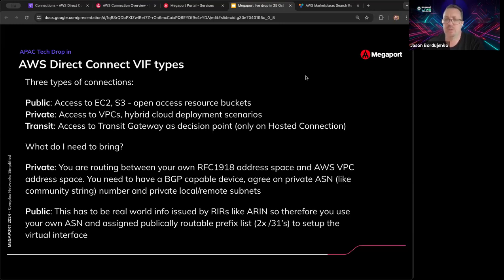I'll move on to public, which is where those IP addresses need to be issued and allowed to be used by you. They need to be issued by a specific registry, so ARIN or APNIC. And then they are given to AWS to use for a particular peering. They are generally 2 of /31, so a couple of pairs of those public IP addresses.